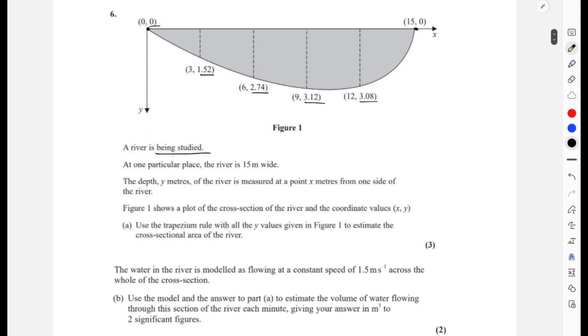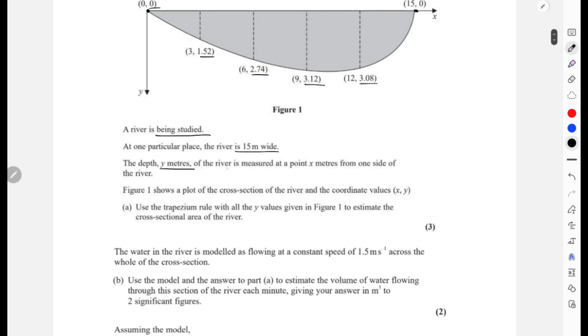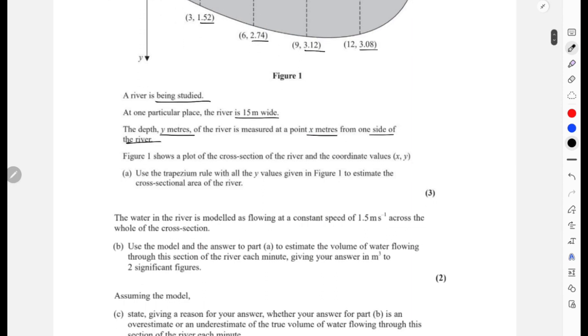It says that a river is being studied at one particular place. The river is 15 meters wide and the depth, y meters, of the river is measured at a point x meters from one side of the river. The figure shows a plot of the cross-section of the river and the coordinate values for x, y. Use the trapezium rule with all the values of y given in figure 1 to estimate the cross-sectional area of the river.